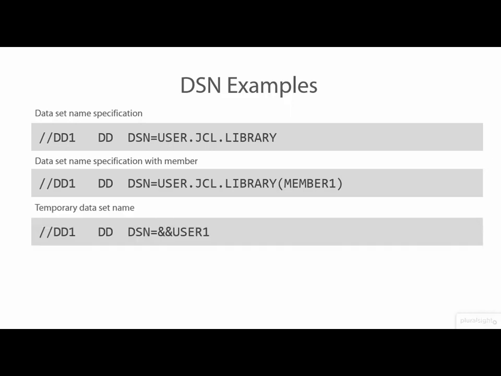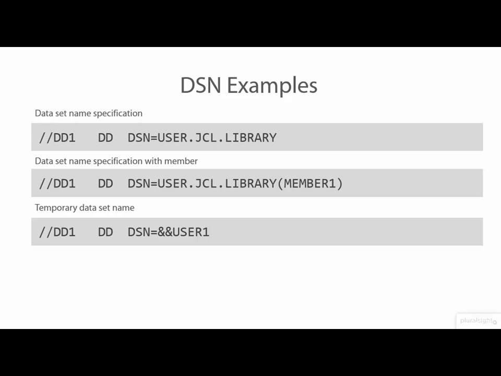In this example, we are coding a temporary dataset name, where we have the ampersand results in the system generating a temporary name with user1 as a low-level qualifier. That way, if we want to refer to that dataset again, we can simply code the ampersand user1, and the system will relate that back to the previously created dataset. Datasets using this form are not retained across jobs. So once the job ends, that dataset is deleted automatically.